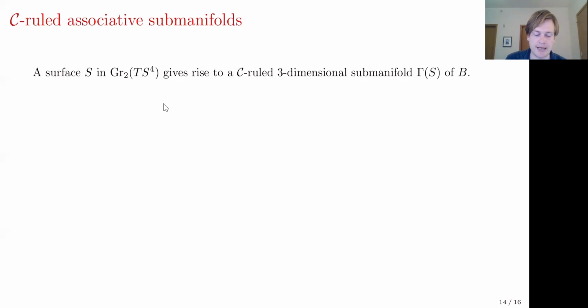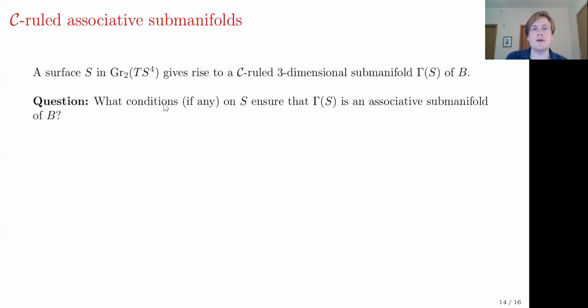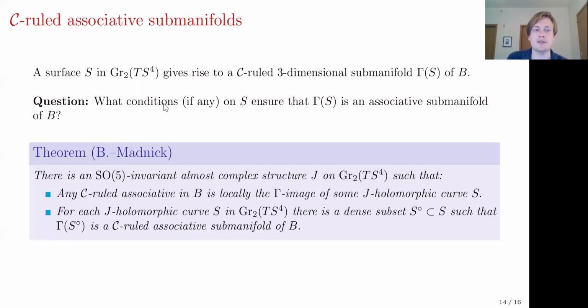And then the natural question that you want to ask is, under what conditions, if at all, can we put on S to make sure that Γ(S) is an associative submanifold of B? So right now, if you put no conditions on S, there's no reason to expect it should be associative. But you might hope that the condition that it be associative should have some nice reflection as a condition on a surface S in this Grassmannian of 2-planes. Well, this question is answered by our theorem. That says that there's an SO(5)-invariant almost complex structure J on this Grassmannian space, such that any C-ruled associative in B is locally the Γ image of some J-holomorphic curve S.